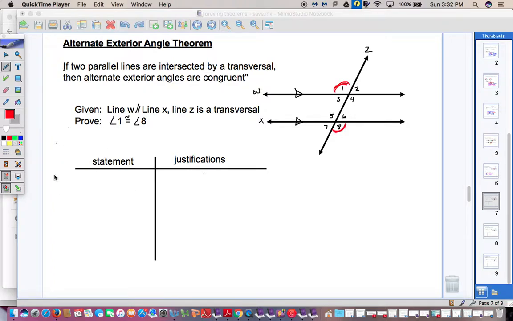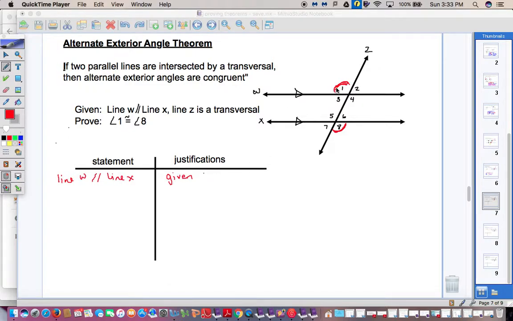Okay, so we're going to start by writing our given statements. We know that line W is parallel to line X, and this is our given. Again, you can put that line Z as a transversal, but the biggest part of that is that it tells us about our corresponding angles. Okay, so now we need to figure out how to incorporate angle 1 and angle 8 into our proof statement or our justifications.